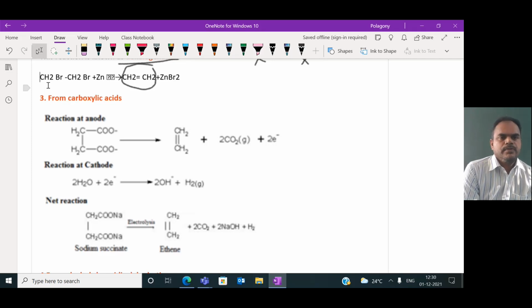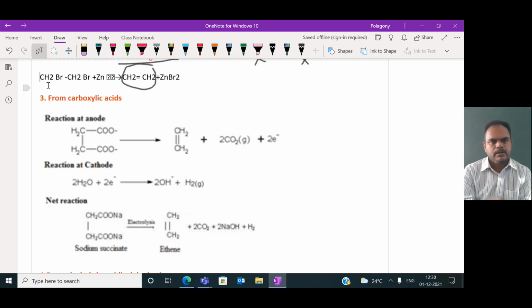By this process, what we call this process is said to be dehalogenation. Dehalogenation is the process of removal of halogen from the alkyl halides. So dehydrohalogenation and dehalogenation are the two methods of preparation of alkenes. One is beta elimination, hydrohalogenation, and the other is elimination of halogen atoms. This comes under elimination reactions.